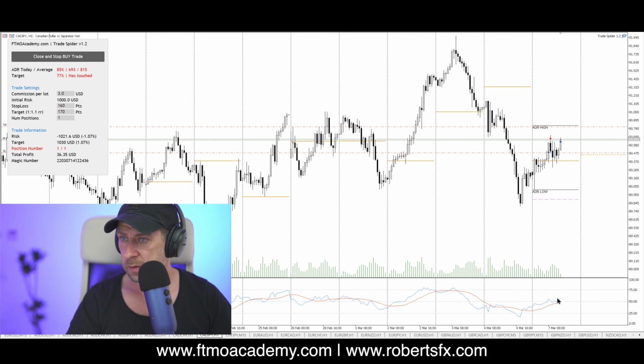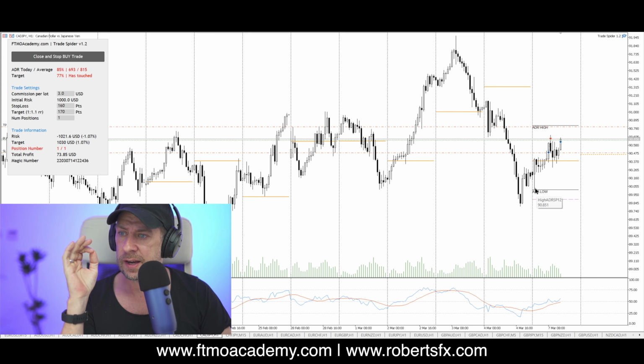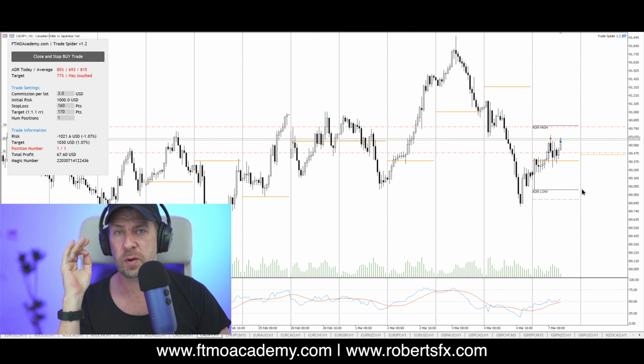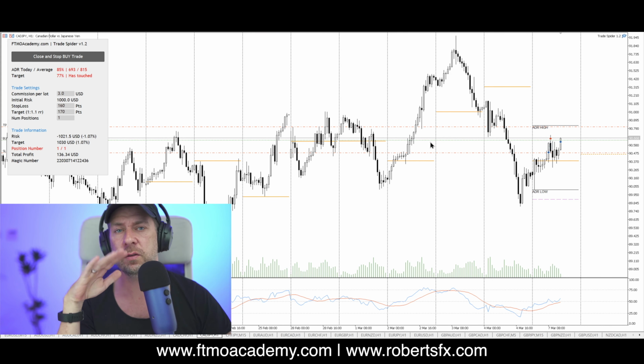So yeah, this is how I do it. Use these lines as magnets for where price is gonna go. You know that more often than not it's gonna respect this range. Some days you have these crazy moves, but more often than not, on average, this is the way that the price moves.